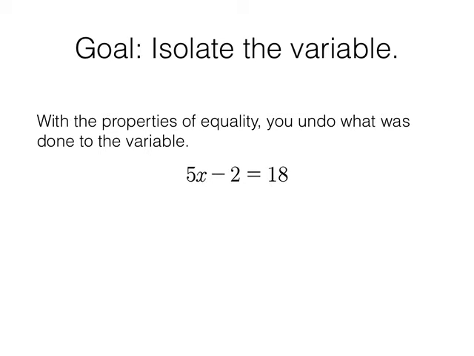Well, in x's journey, it started with getting multiplied by 5, and then that result had 2 subtracted from it, and you got 18. So if we're thinking undo what was done to the x, then we need to undo the minus 2 first by adding 2 to each side of the equation, leaving us 5x is equal to 20.